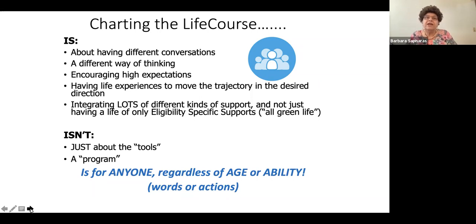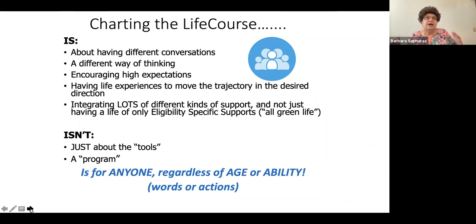It's also a different way of thinking. We want to encourage people to have high expectations. So we don't want to use phrases like, yes, but, or you can't. And we also understand the importance of having lots of life experiences to move towards that life that people value. We also know, just as you and I know, we need lots of different kinds of support in our life. So this is not just about tools, and it's not a program.